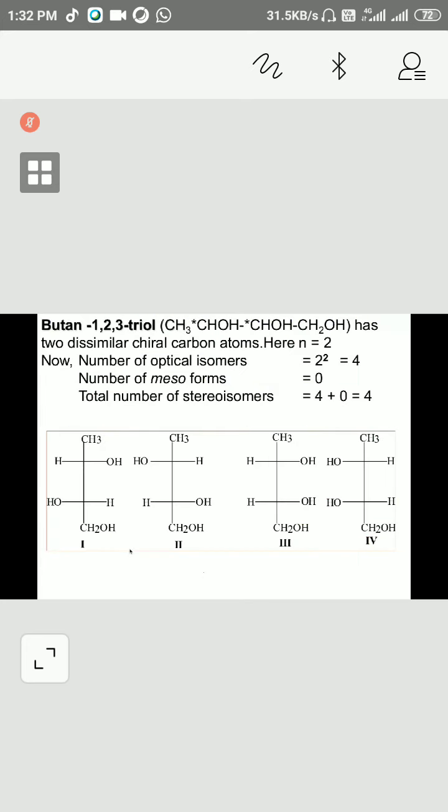You can see another example. This is 1, 2, 3 triol. So 1, 2, 3, 4 molecules are drawn here. Two similar chiral carbons are there.